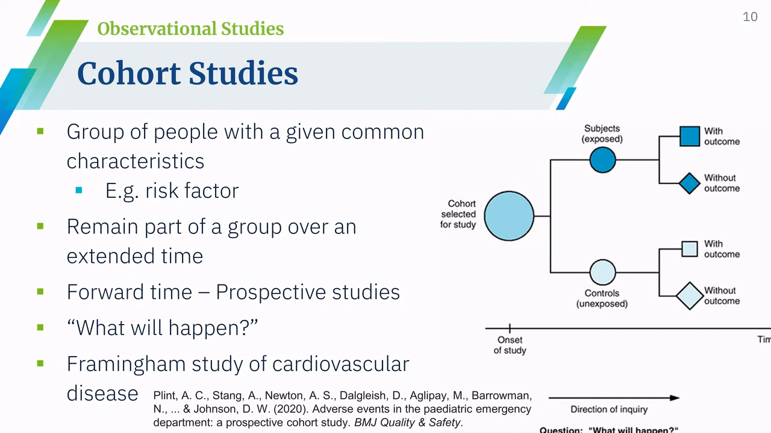Although the Framingham Heart Study is very long-term, many cohort studies follow subjects for a much shorter period. For example, Blint and co-workers examined outcomes of patients presenting to a pediatric emergency department over a 1-year period. The primary outcome was the proportion of patients with an adverse event related to emergency department care within 3 weeks of their visit.